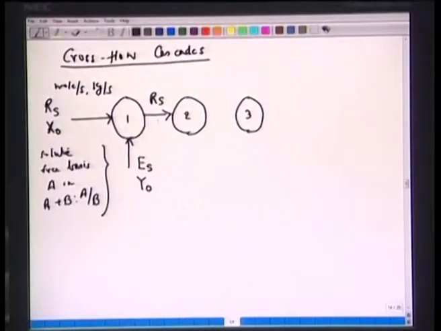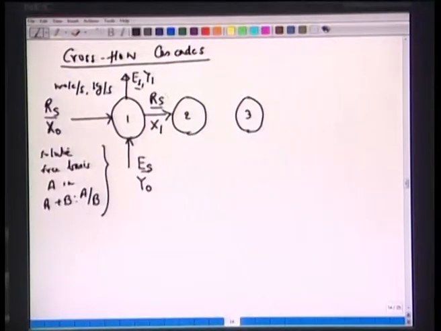Composition will change from x0 to x1, and let us say that this composition changes from y0 to y1, and we have the same flow rate Es here. Okay. So, Rs will remain the same, Es will remain the same. Of course, the total flow rates will change for both the R stream and the E streams.